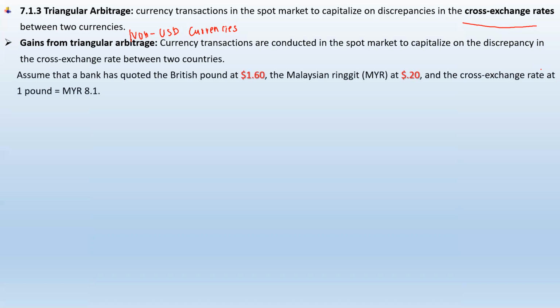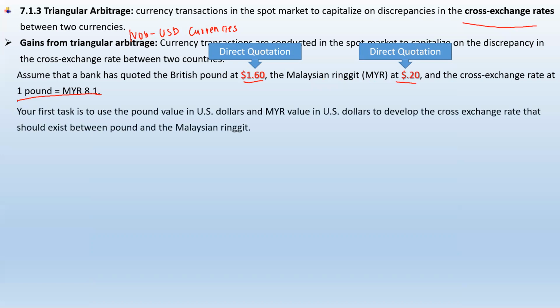So assume that the bank has quoted the British pound $1.6 and MYR, which is the currency of Malaysia, $0.2. Those two are both direct quotation. And of course, those two are non-US dollar currency, British pound and MYR. So in this case, they have cross exchange rate, which is here. 1 British pound equals to 8.1 MYR.